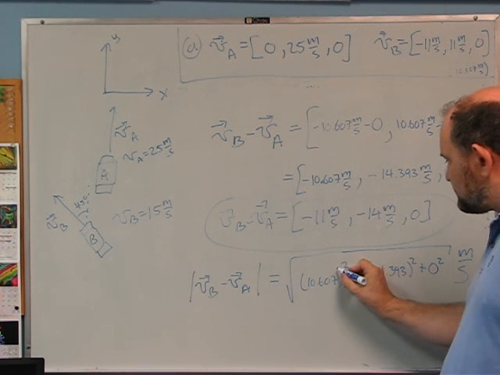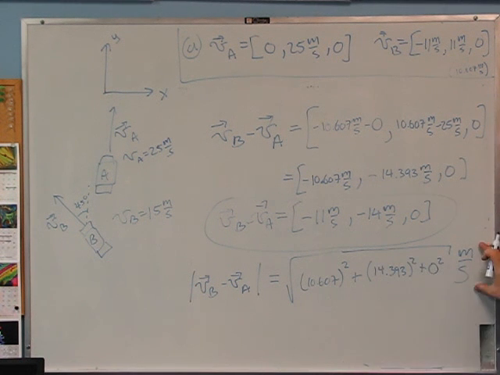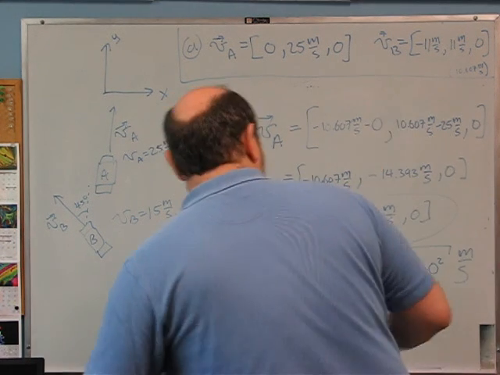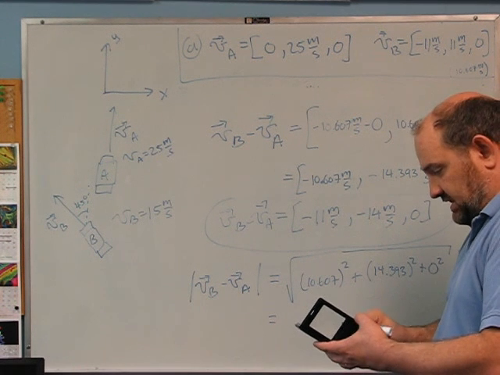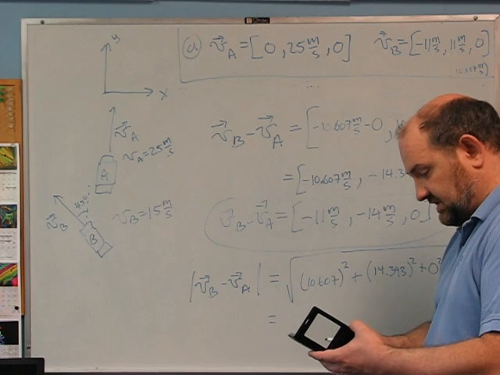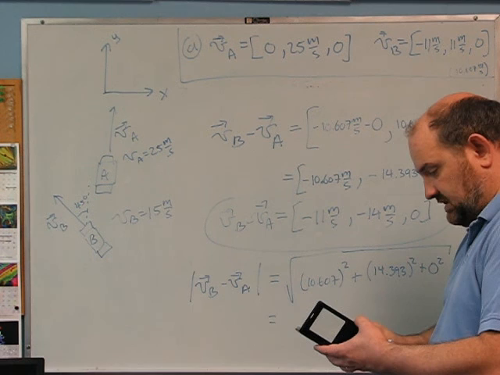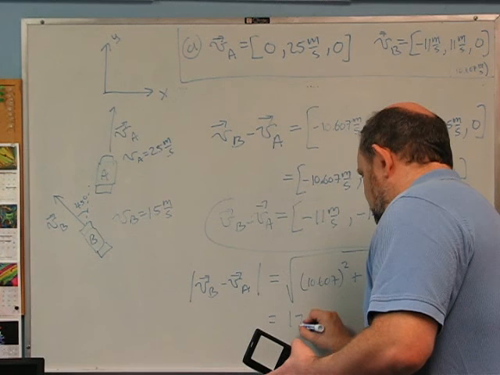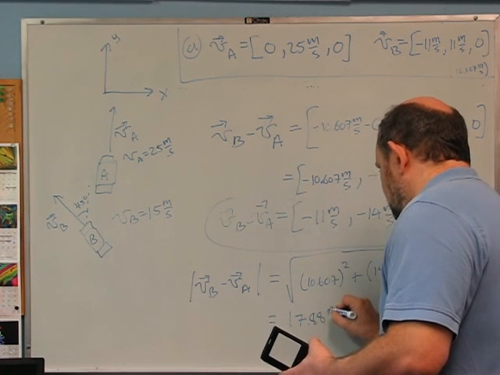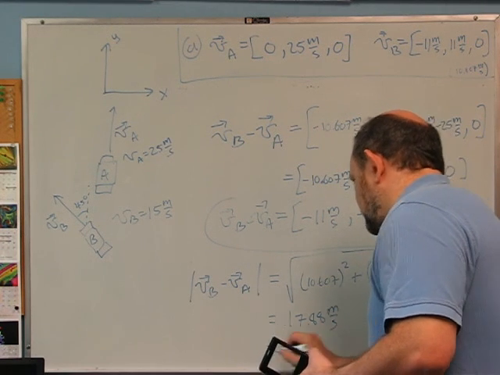Notice what I did is there were meters per second in here, and it was squared, and another one here, and another one here, and I just factored all the meters per second out, and because it was squared and I took it out of the square root, it just becomes a meters per second out there. That's legitimate. So let's go ahead and calculate this. If I do 10.607 squared, 14.393 squared, and I add them, and I take a square root, I get 17.88 meters per second, or to the right number of significant figures, 18 meters per second.